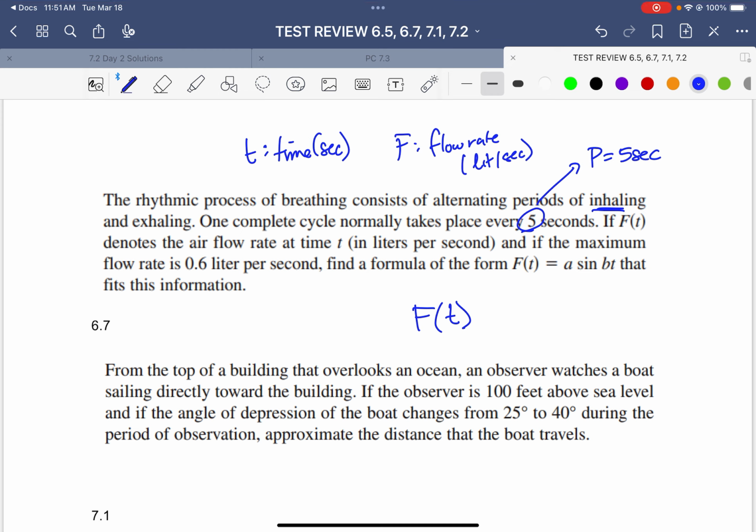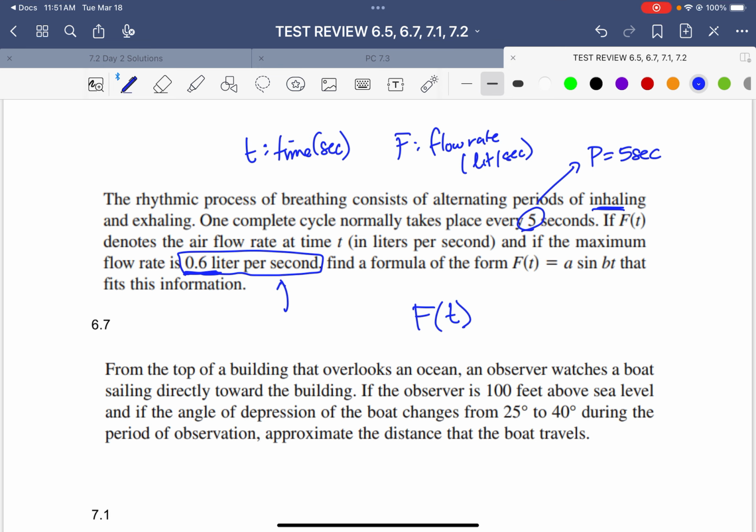Then, it says if its maximum flow rate is 0.6, yes. So that's trying to tell you that the amplitude is equal to 0.6. Then find a formula that looks like this. Well, if the amplitude is 0.6, then that means that absolute A is 0.6, so my A is 0.6. So I've got this 0.6 up front.